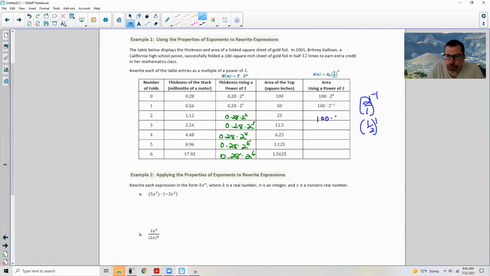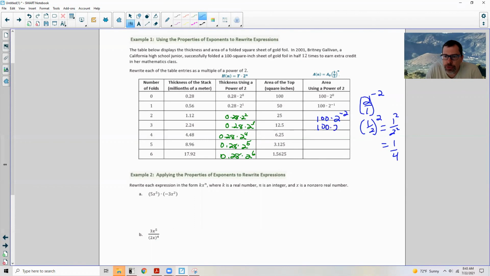100 times 2 to the negative 2. Okay, so now if I change this to a negative 2, 2 over 1 to the negative 2 is the same as 1/2 squared, and 1/2 squared is 1 squared over 2 squared, which is 1 over 4. And 1/4 of 100 is 25, okay? So I just want to do a couple of those to solidify that.